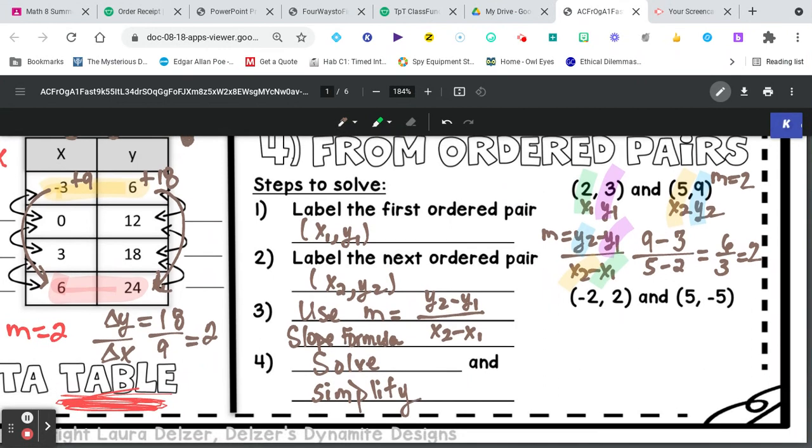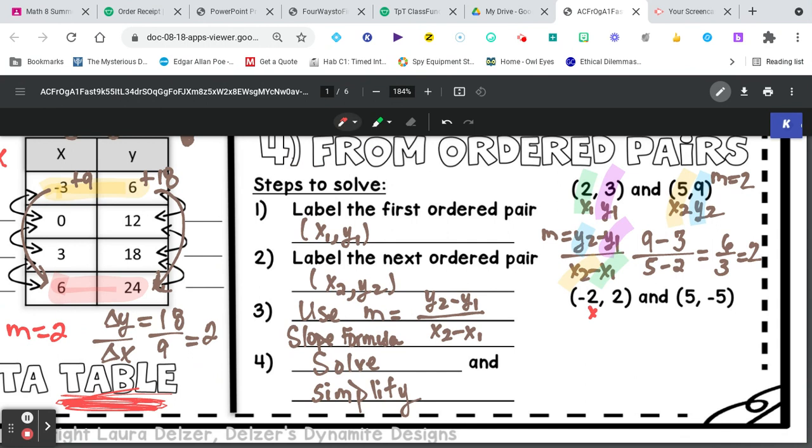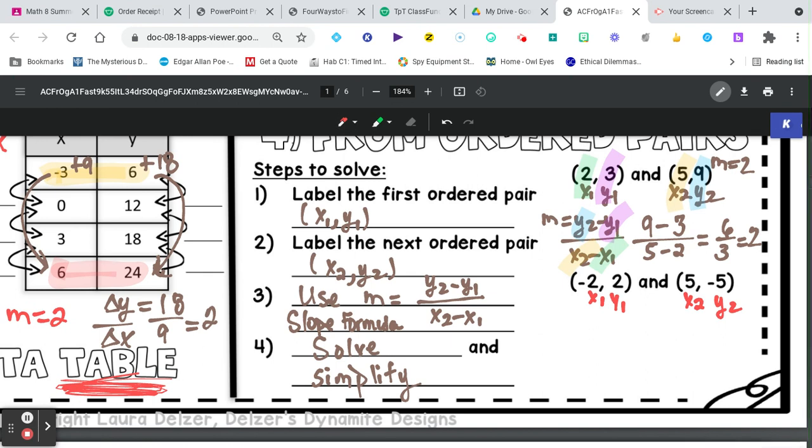Okay. You can pause the video and try the next ordered pair, the two ordered pairs if you like. All right, this is what you should have gotten. You should label this as the first x and first y, and this one as the second x and second y. And then use the slope formula, y sub 2 minus y sub 1 divided by x sub 2 minus x sub 1.